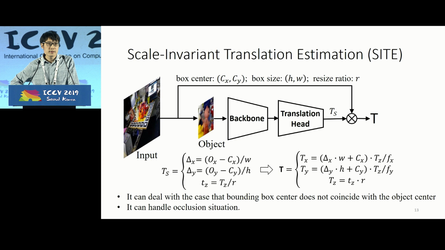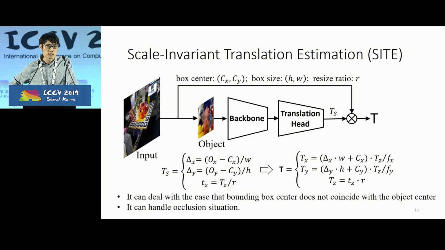For translation, it is problematic to estimate the translation from the local image patch. To solve this problem, we propose scale-invariant translation estimation by building a model to predict the bias from the bounding box center to the object center and predict an additional room depth. By combining with the bounding box, the translation can be solved easily.